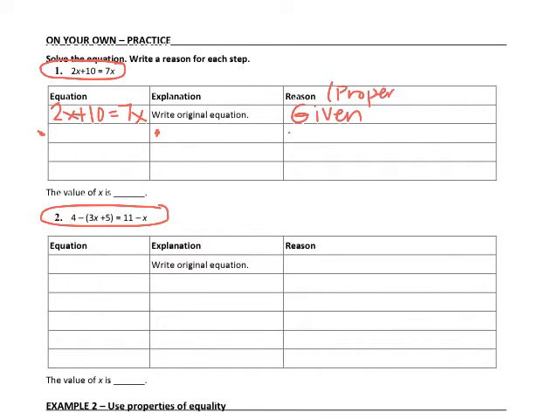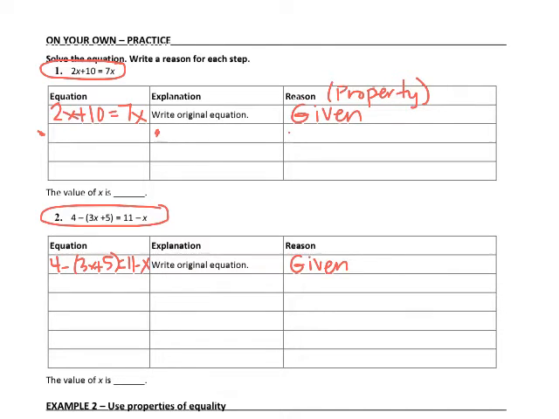Okay, so remember the properties that we saw on the front side of the paper. Whichever property you're using, make sure you write it in there, please. And then also for number 2, the equation is going to be this. And then our first step, the reason is just going to be given.